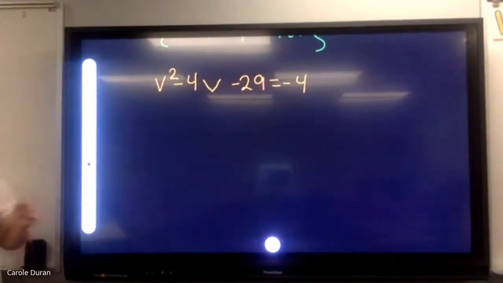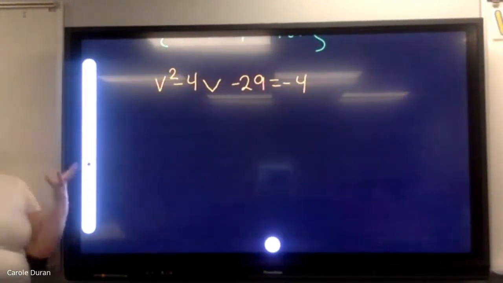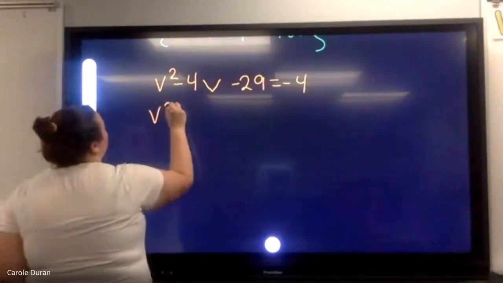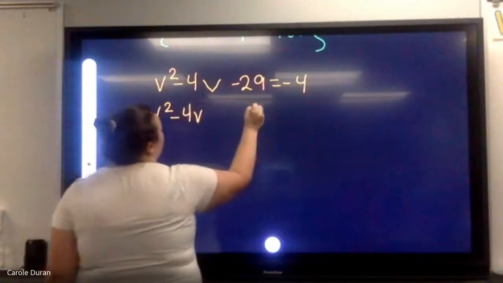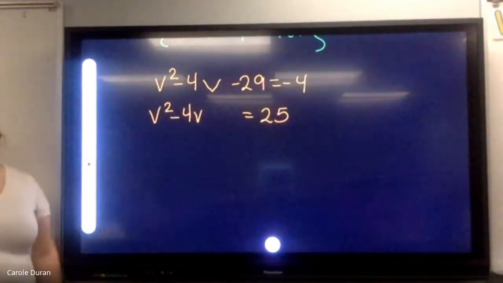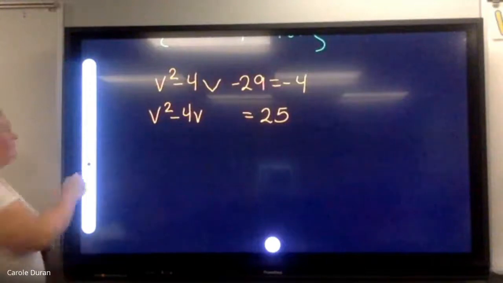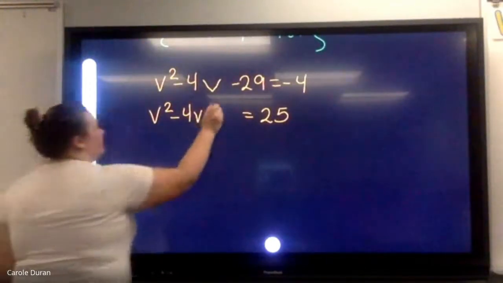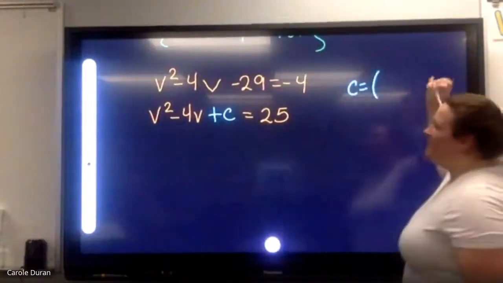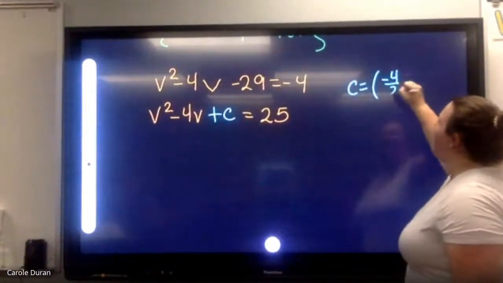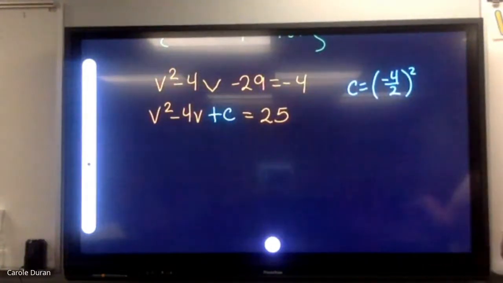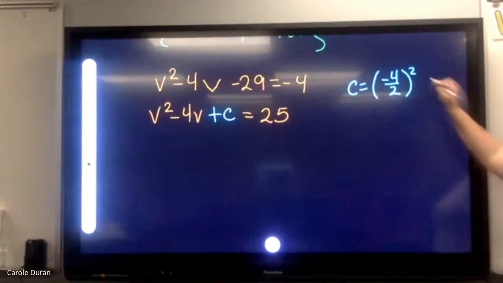Okay, are we ready to do this problem? Since I fixed it and made it a whole lot easier. Okay, so I end up with v squared minus 4v equals 25. I need to fill in that c term. That c term is equal to my middle term cut in half and then squared. So -4 divided by 2 is -2. -2 squared is 4.